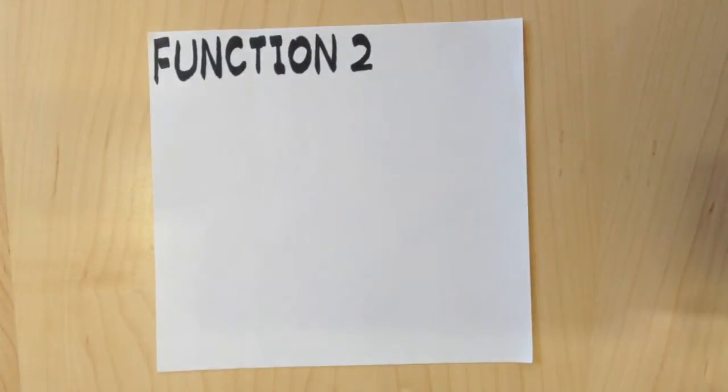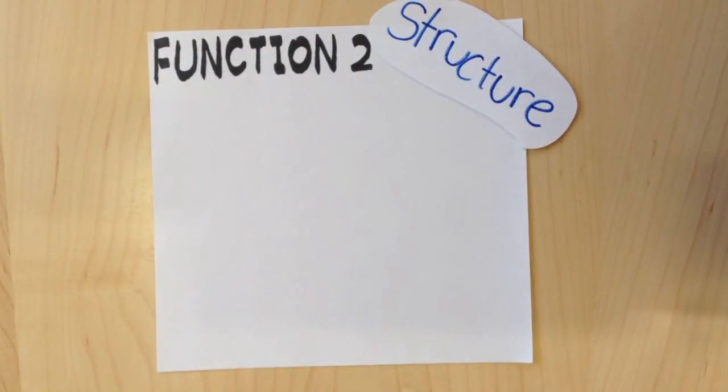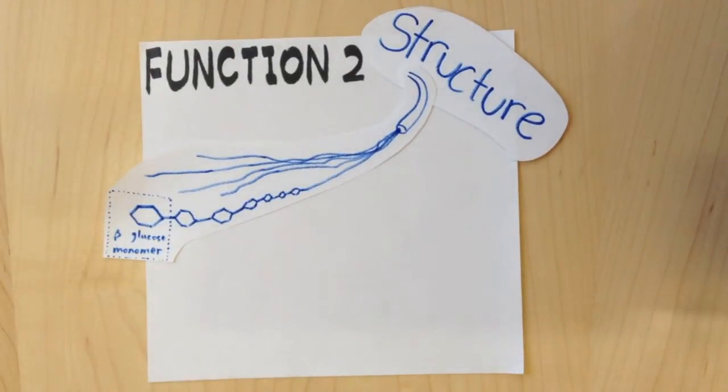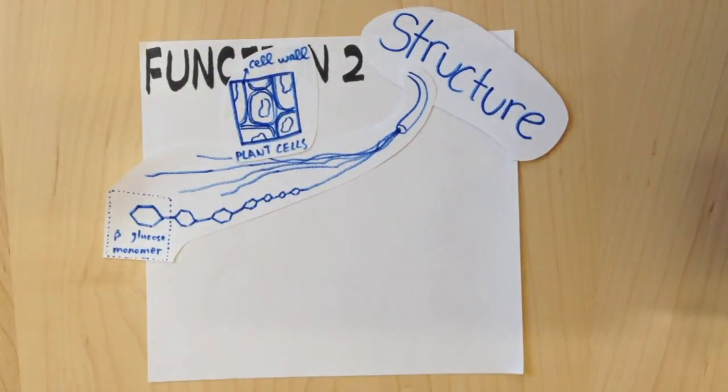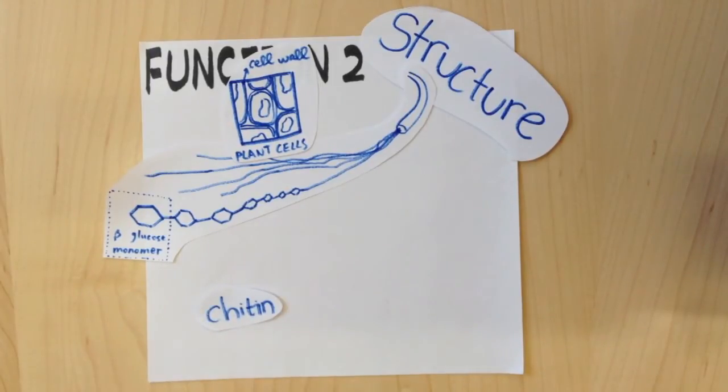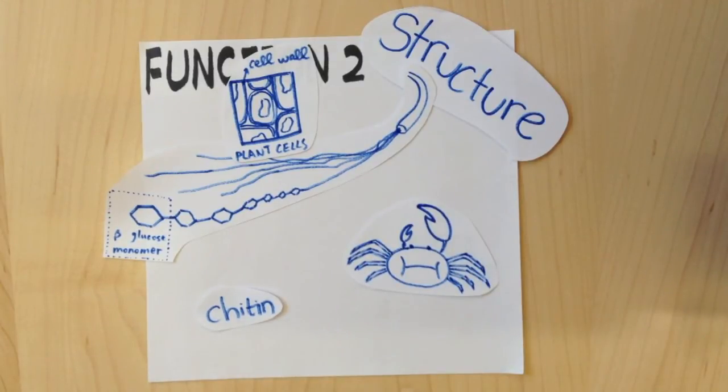Here goes function 2, which is about structure, and the carbohydrate in this case is called cellulose. As you can see, cellulose is made up of long polysaccharide chains combined with hydrogen bondings, and the monomer for the cellulose is actually beta glucose. The cellulose can be found in cell walls of plants. There is also another kind of polysaccharide for structure, which is called chitin, and they can be found in the exoskeletons of arthropods, like crabs.